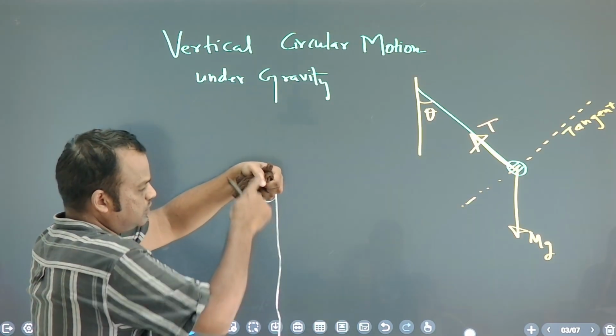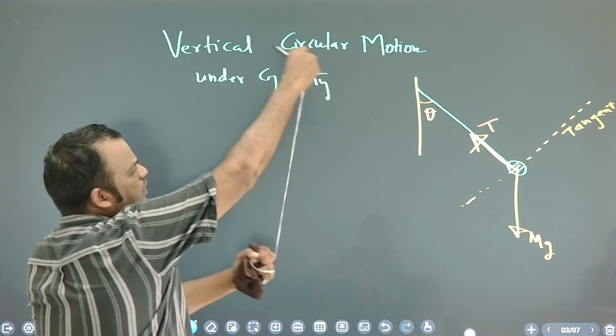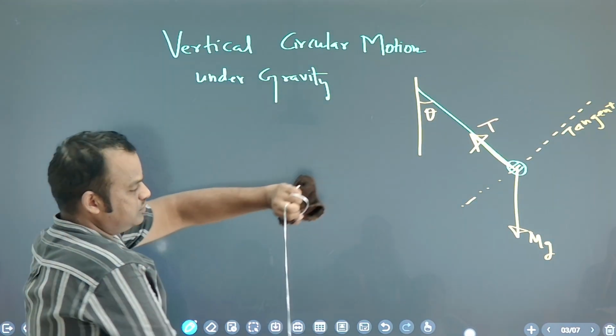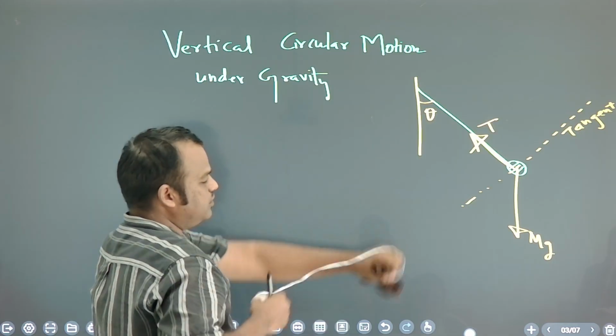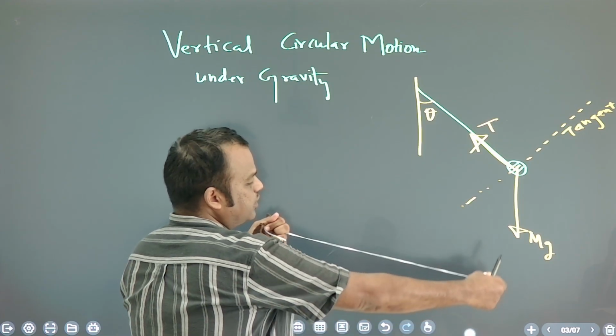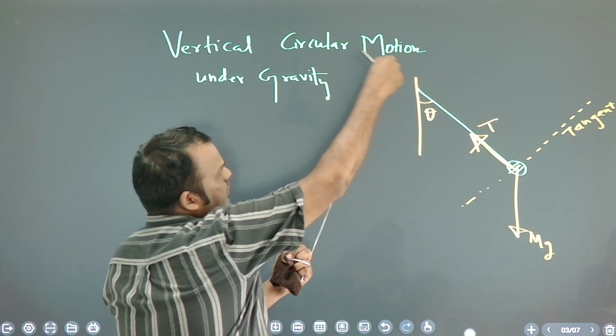0. Angle with vertical 0. Now angle with vertical 90. Now angle with vertical 180. Now 270. Now 360. Okay. So 0, 10 degree, 20 degree, 30 degree, 45 degree, 60 degree, 90 degree. Okay. 120 degree, 150 degree. Now 180 degree.